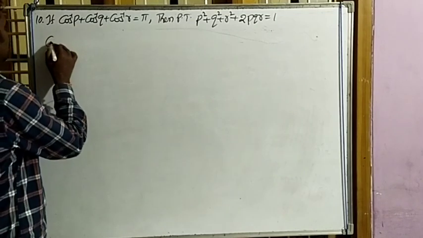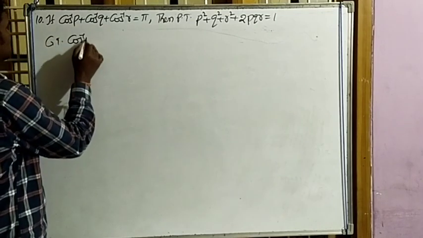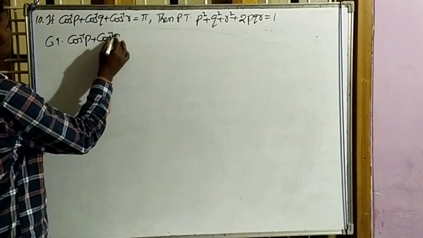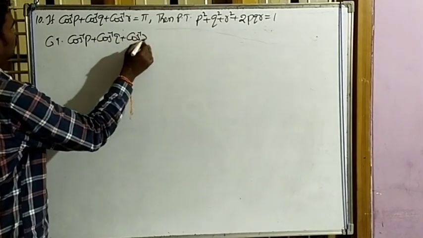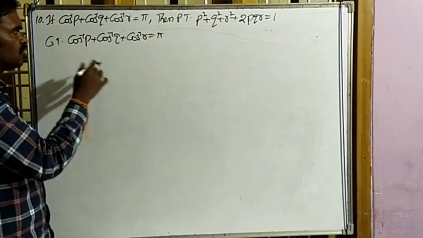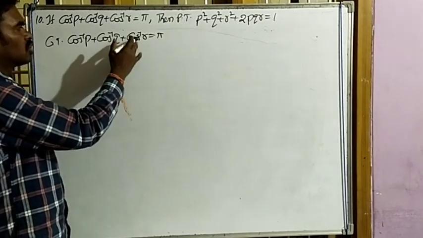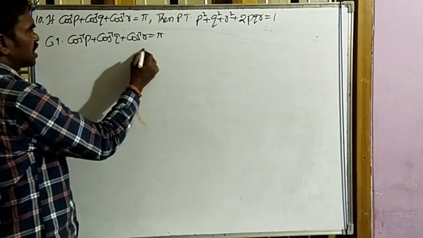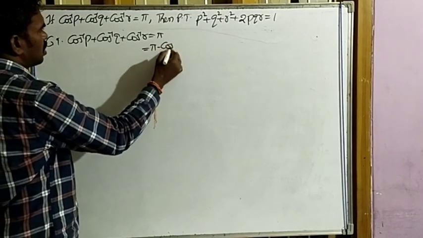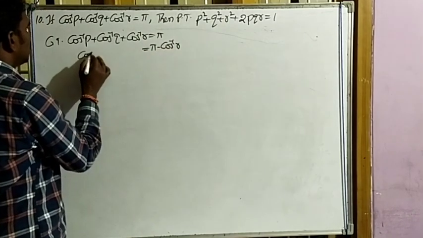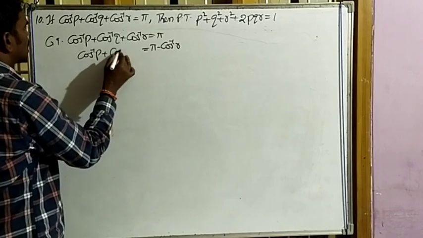Yes, given that cos inverse p plus cos inverse q plus cos inverse r is equal to pi. Actually, if you know two terms, we can apply, one is taken as a, one is taken as b. What about the third one? Same, send to the right side. So pi minus cos inverse r. Left side, cos inverse p plus cos inverse q.